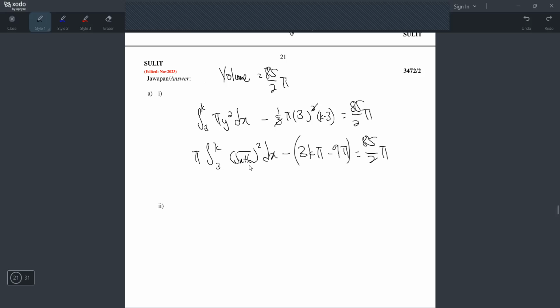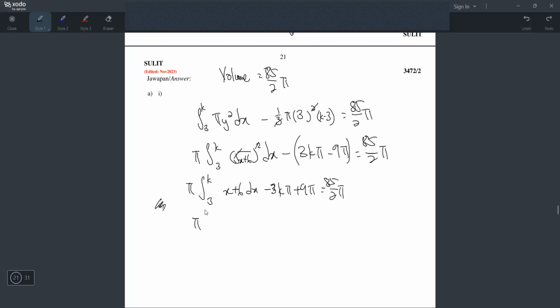And then now I just have to integrate this. Okay, how do we integrate this? Pi. Okay, before integrate, I think I can expand this power 2. So don't integrate first. So this symbol have to write square root and square when they meet each other, they can cancel. So you just left with x plus 6 dx minus, I think this one you can open the bracket. When you open the bracket, it becomes 3k pi plus 9 pi equals to 85/2 pi. And then this one, it will be pi. Okay, now can integrate already.